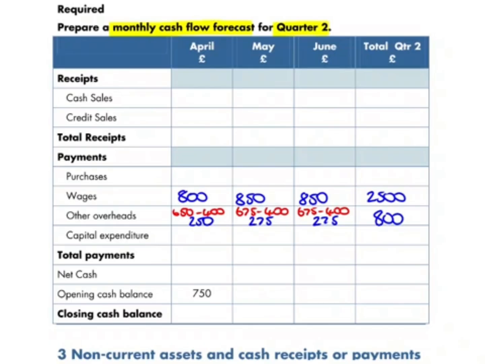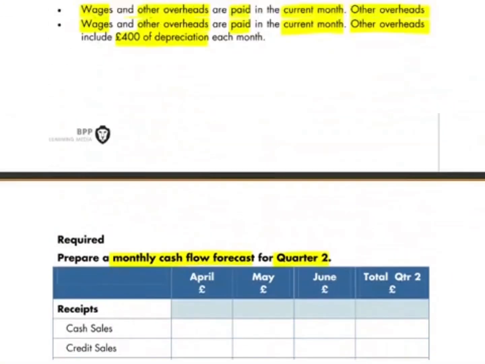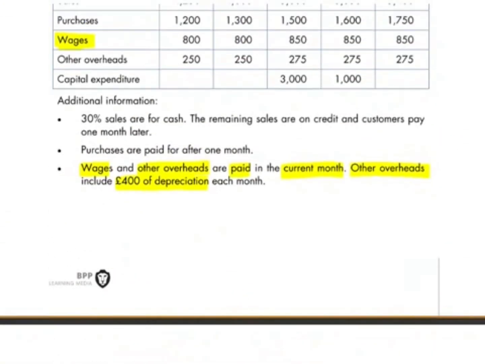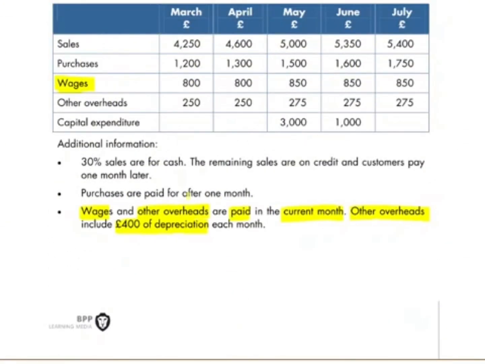Okay, the next easy one to deal with is going to be the purchases. It says that purchases are paid 1 month after we incur the expense. So it means that our March purchases will be paid in April, our April purchases will be paid in May, and our May purchases will be paid in June. So it's just delaying the cash flow by 1 month from when we've incurred the expense on our operating budget.